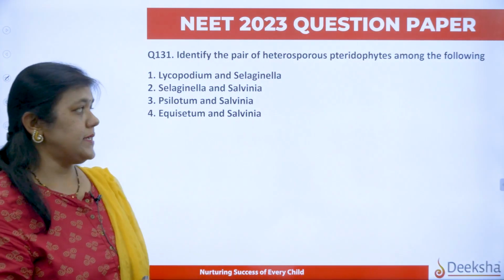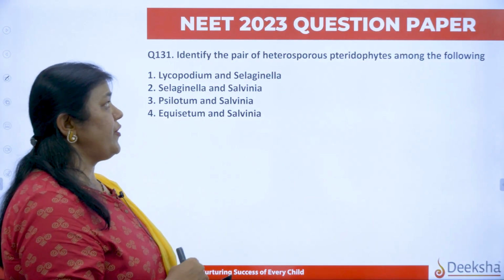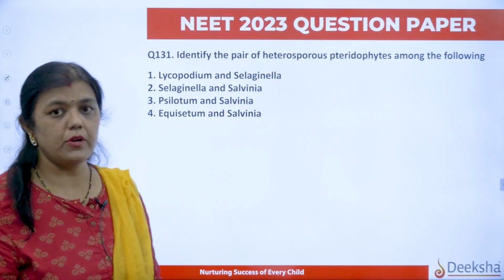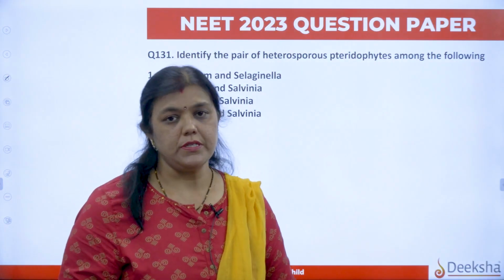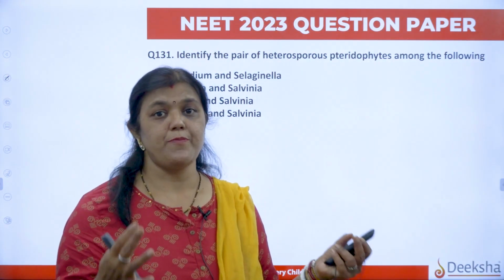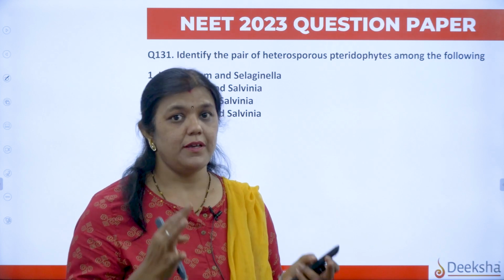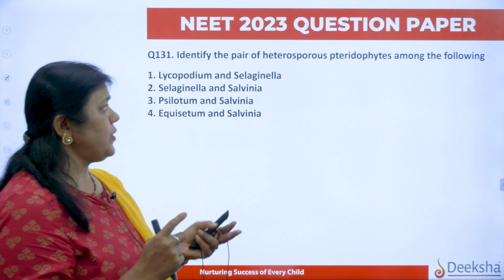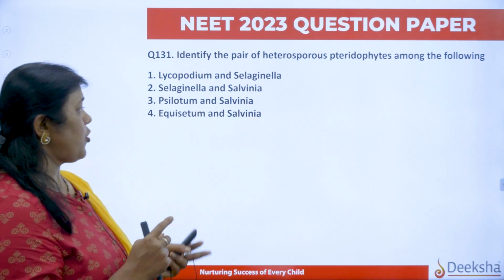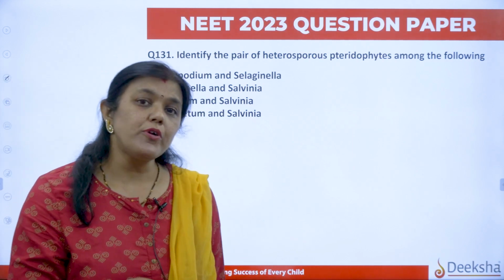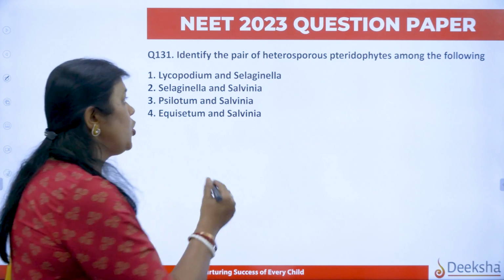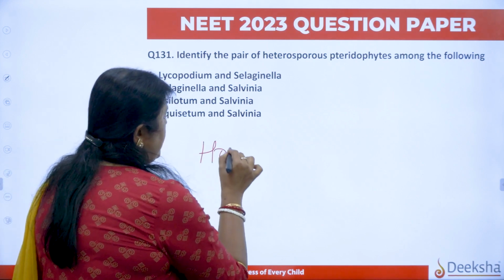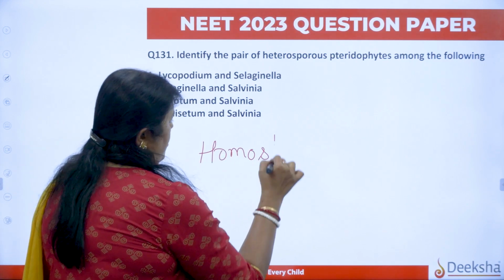Question number 131 is saying: identify the pair of heterosporous pteridophytes among the following. Can you tell me what is the meaning of heterosporous? Hetero, two different types of spores are produced, then that is called heterosporous. Okay, so the heterosporous pair of pteridophytes among all the following. So there can be one more type. What are those? Those are called homosporous.